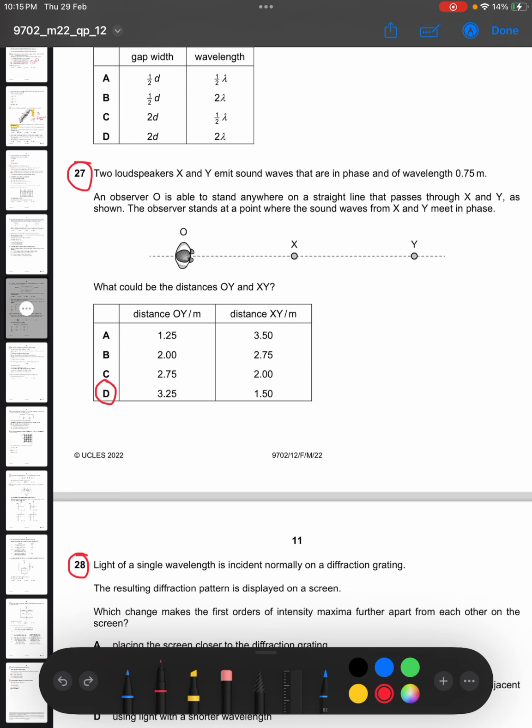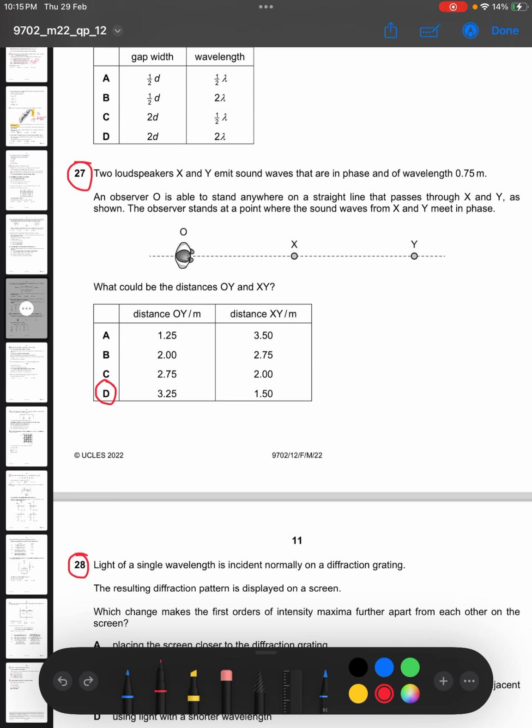So the question then says, the observer stands at a point where the sound waves from X and Y meet in phase. So he stands where the waves from X and Y are meeting in phase. What could be the distance OY from O to Y, and the distance XY, the distance from here to here? That's what the question is asking.